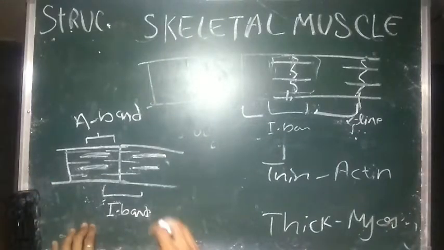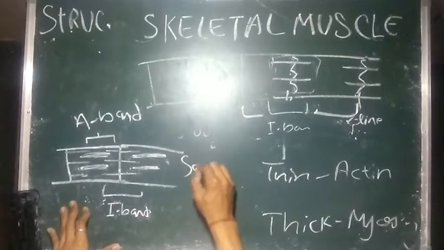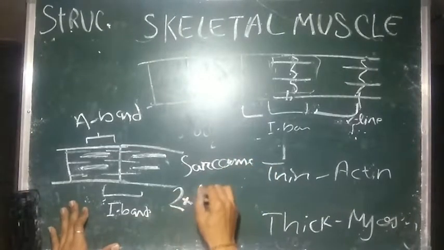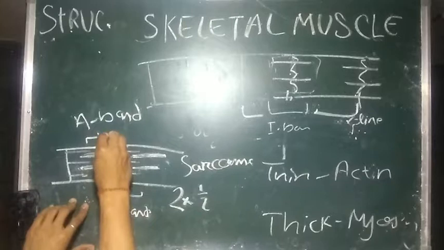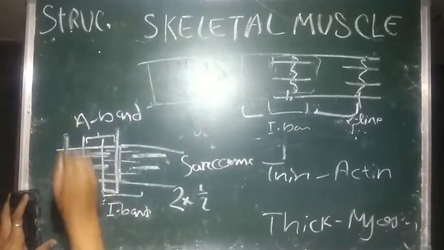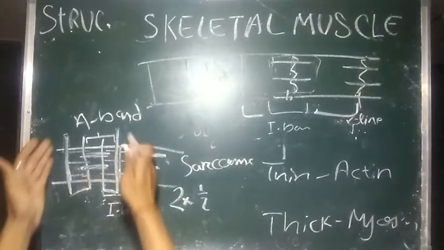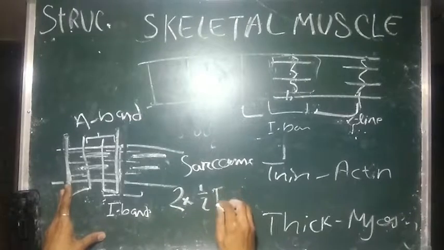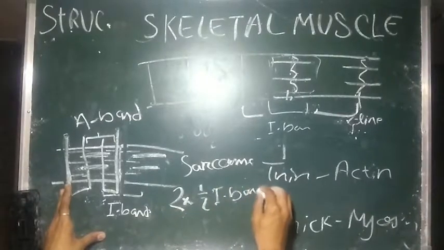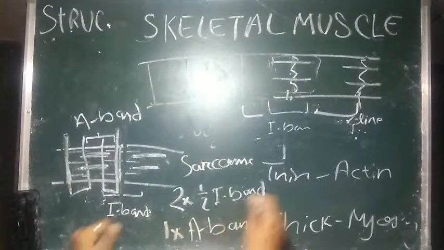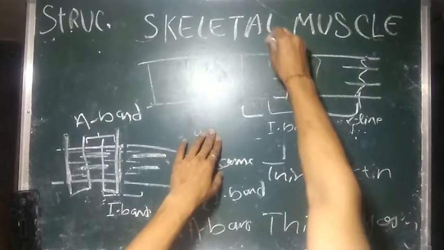So now let's say that a sarcomere is made up of two half I bands. Look at this. This is half of the I band and this is half of the I band. So a sarcomere is made up of two half I bands and one whole A band. Now you guys can relate this. These are the Z lines.